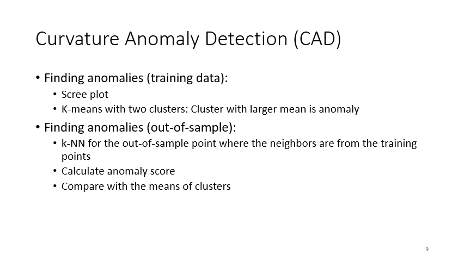Now that we have found the anomaly scores of all the points of a dataset, for training data, in order to find out which point is anomalous or not, we can plot the scree plot and see the pattern of the scores, or we can apply k-means with two clusters, one cluster anomaly and the other one normal. The cluster with the larger mean is considered to be anomalous because it has a higher anomaly score. For out-of-sample data, we can find k nearest neighbors for out-of-sample points, but the neighbors are from the training data, and we calculate anomaly scores and compare them with the means of the clusters. The closer cluster determines whether that point is anomalous or normal.